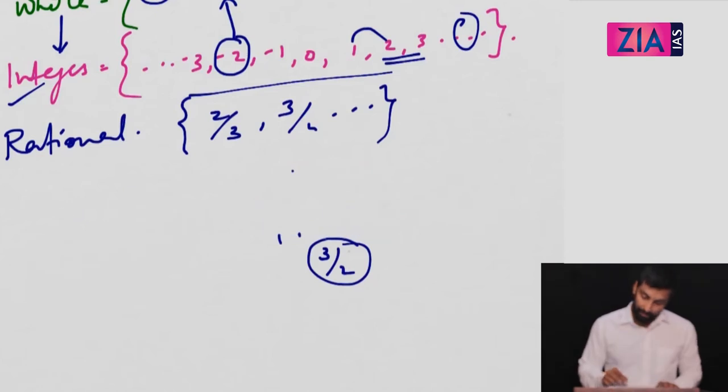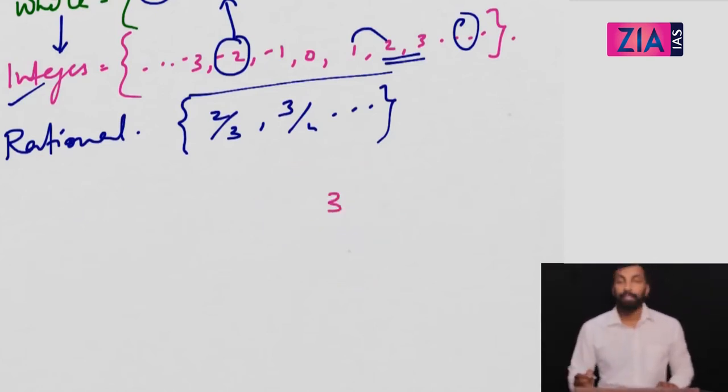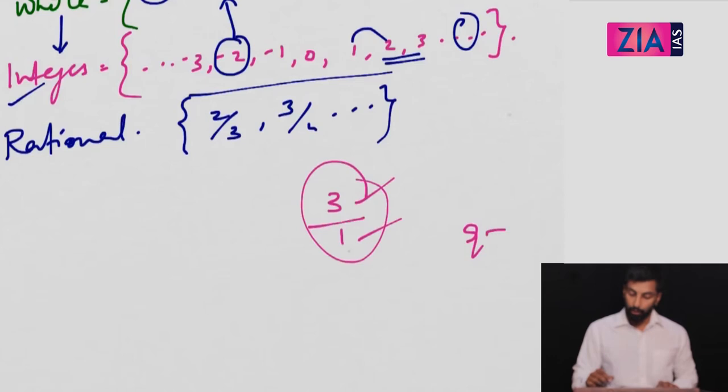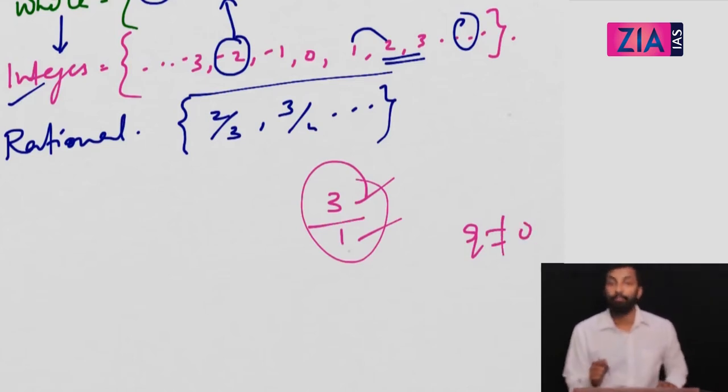Now, the question is, can an integer be a rational number? Let's take 3. 3 is an integer. Can it be a rational number? Yes, it is a rational number, because I can write 3 as 3 by 1. This is of the form p by q, where p and q are integers and q is not equal to 0. So all the integers are in fact rational numbers, and between any two integers there are infinite numbers of rational numbers further. I hope this is clear for all of you.